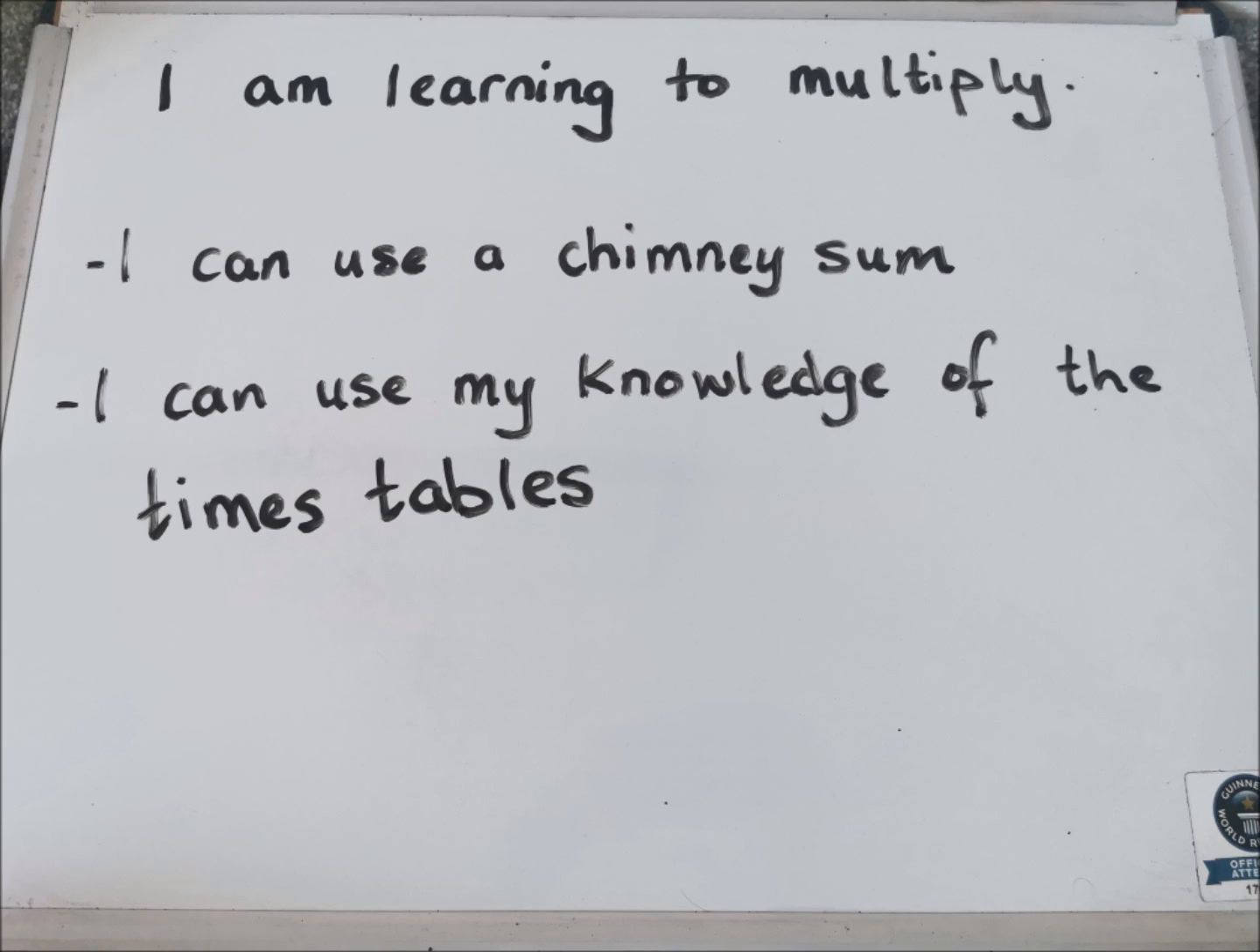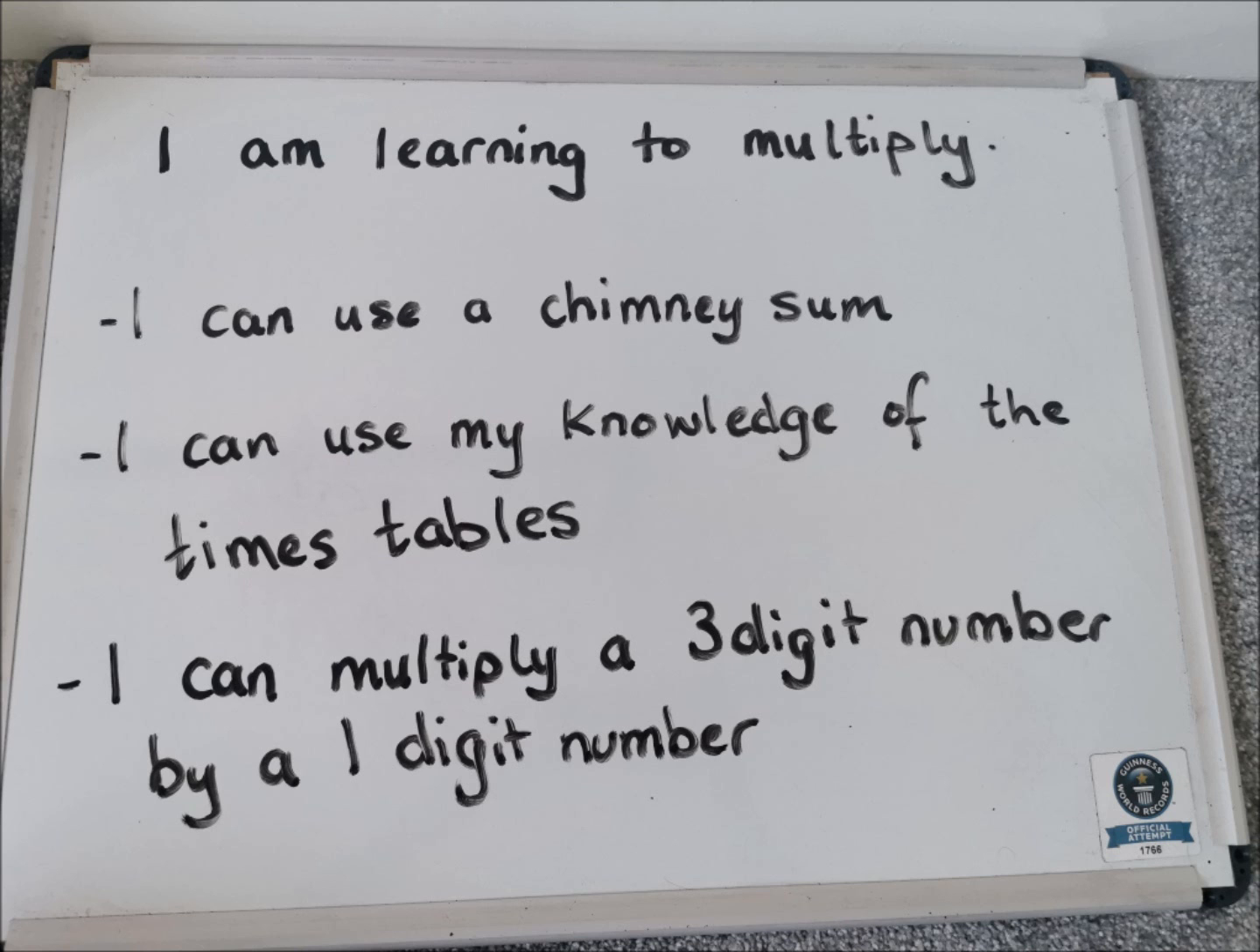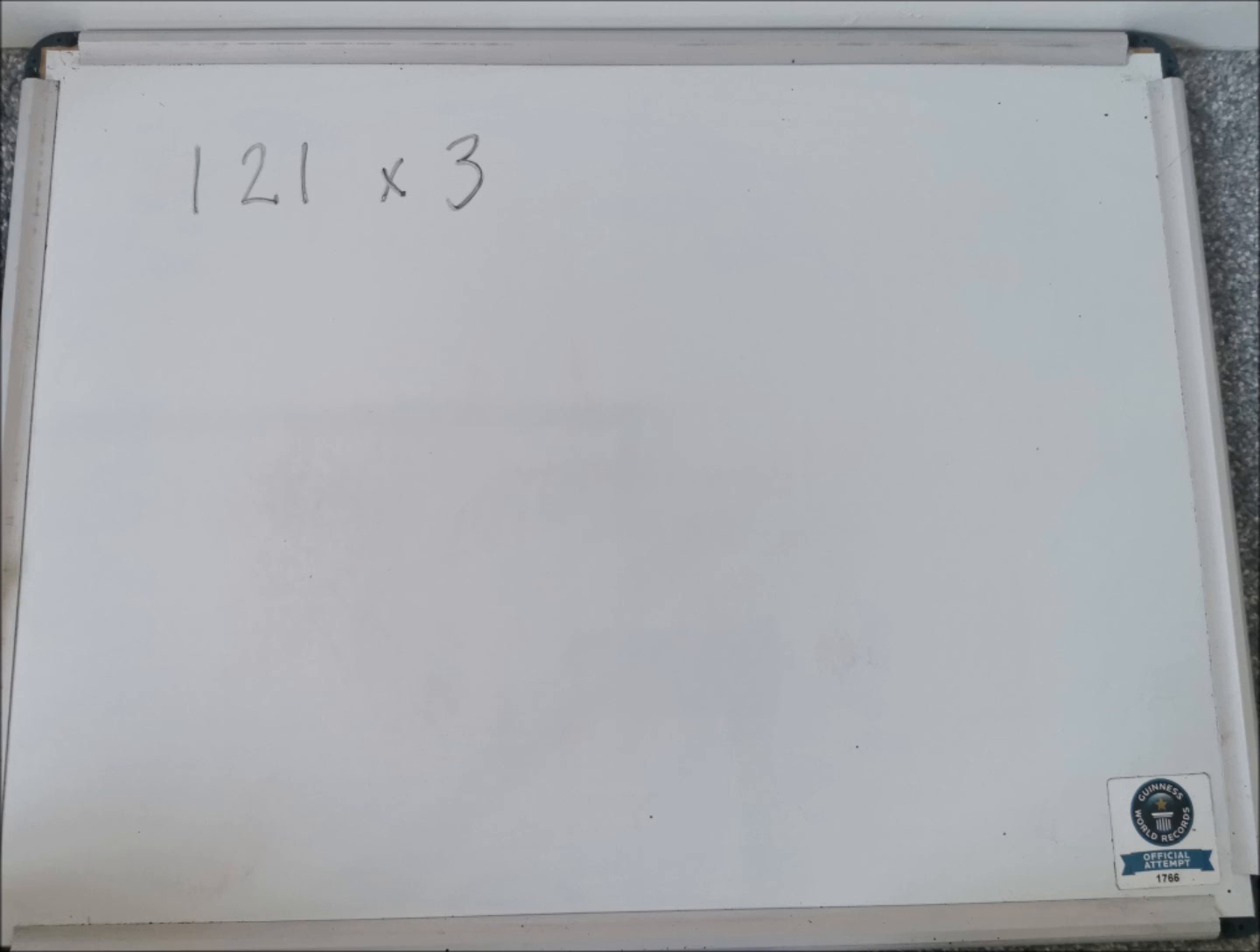I can use my knowledge of the times tables, so we will be practicing 2, 3, 5 times tables. And I can multiply a 3-digit number by a 1-digit number. So that is what we're going to hopefully achieve by the end of today. So let's imagine we have a question like this. So 121 times 3.